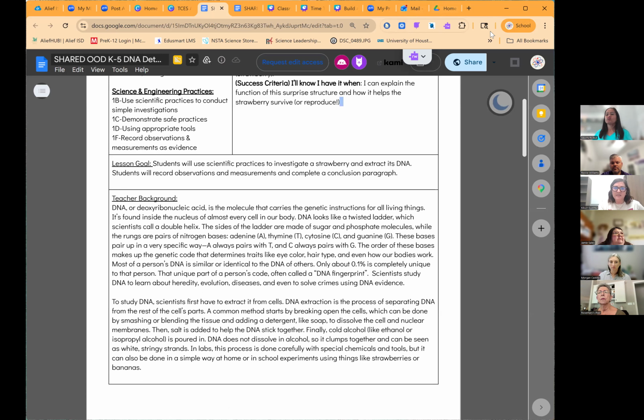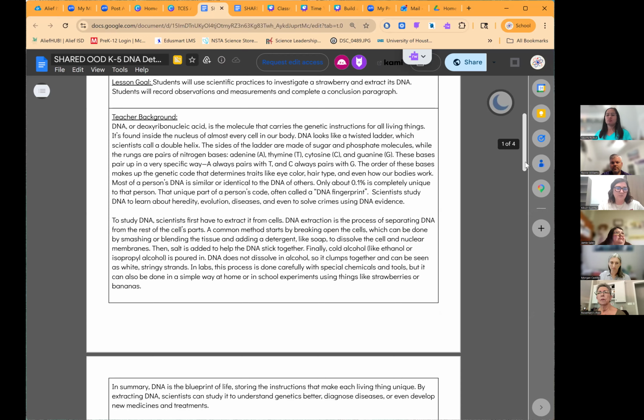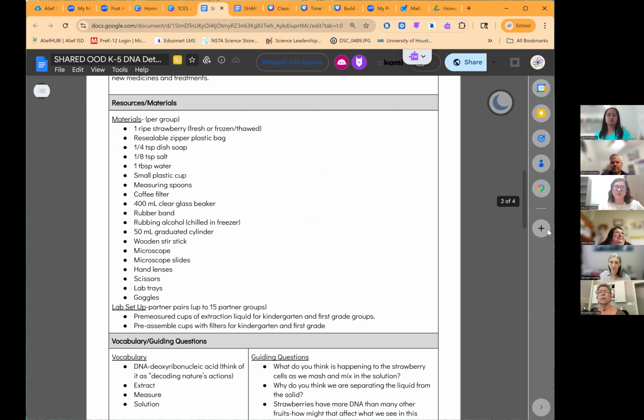And if you continue down, it reads more like a story. The actual lesson components are written also in the 5E. If you keep scrolling, it should keep going, keep going. There you go. There's your materials.